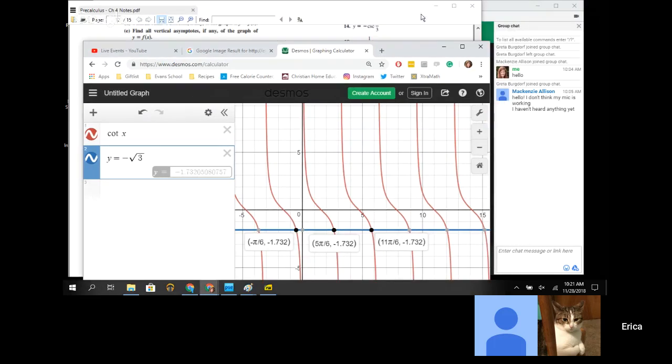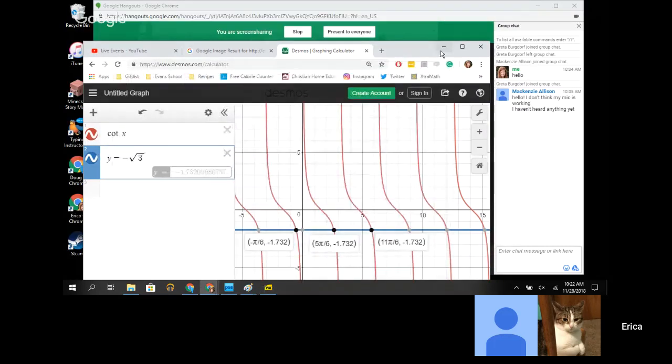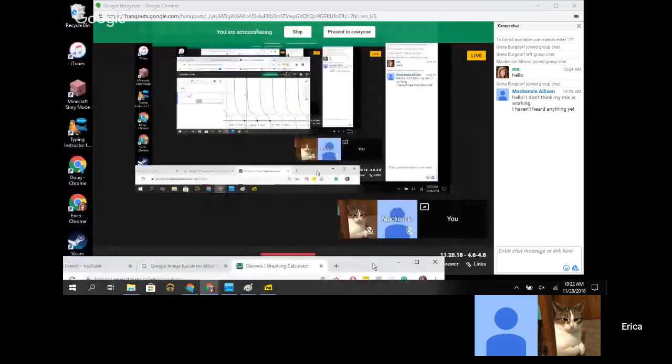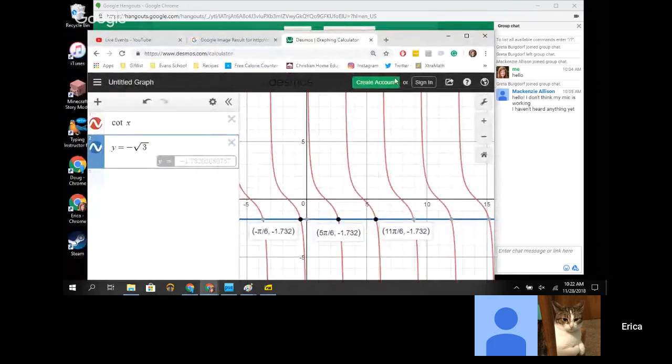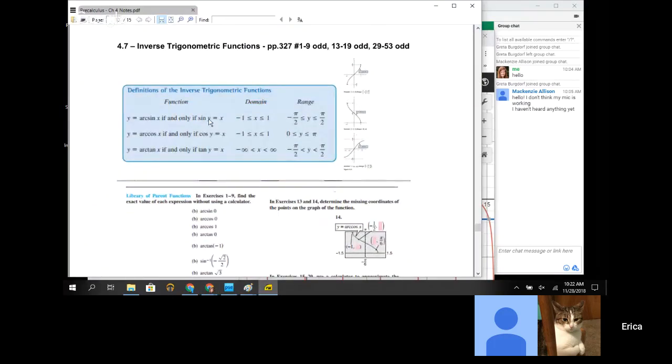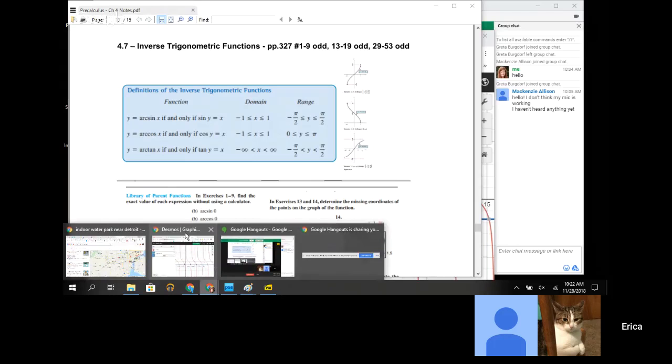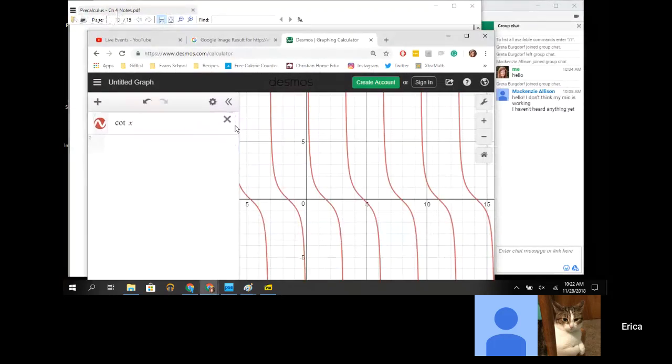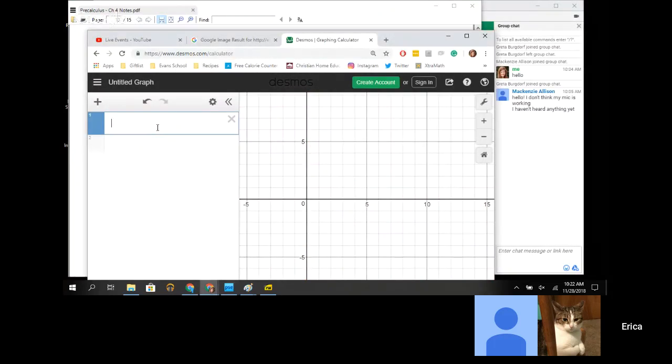So now we are on to section 4.7. Okay, so 4.7, remember we introduced the idea of the inverse trig functions. These are different than the reciprocal trig functions that I wanted to call inverse trig functions before, right? So let's look at these on a graph just so you can visualize them all.